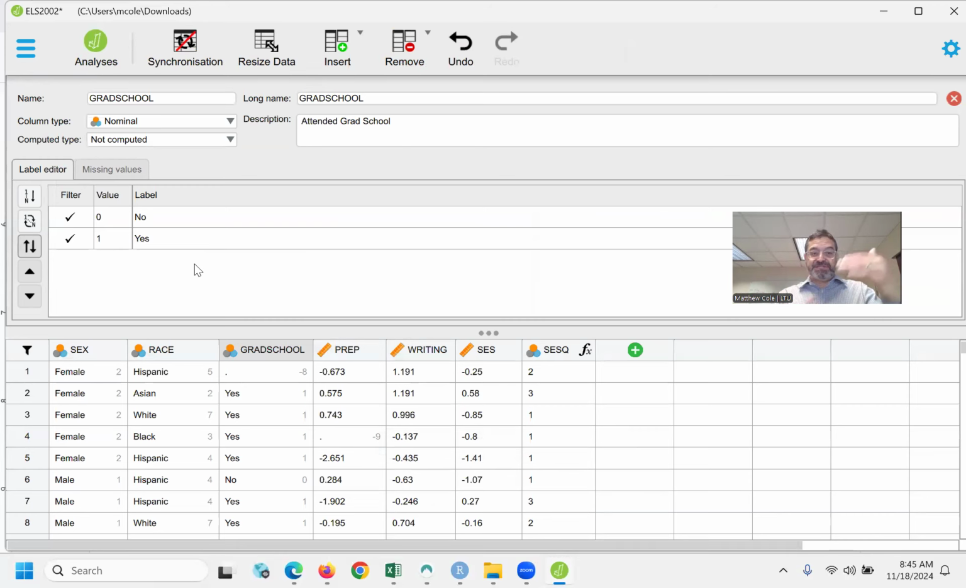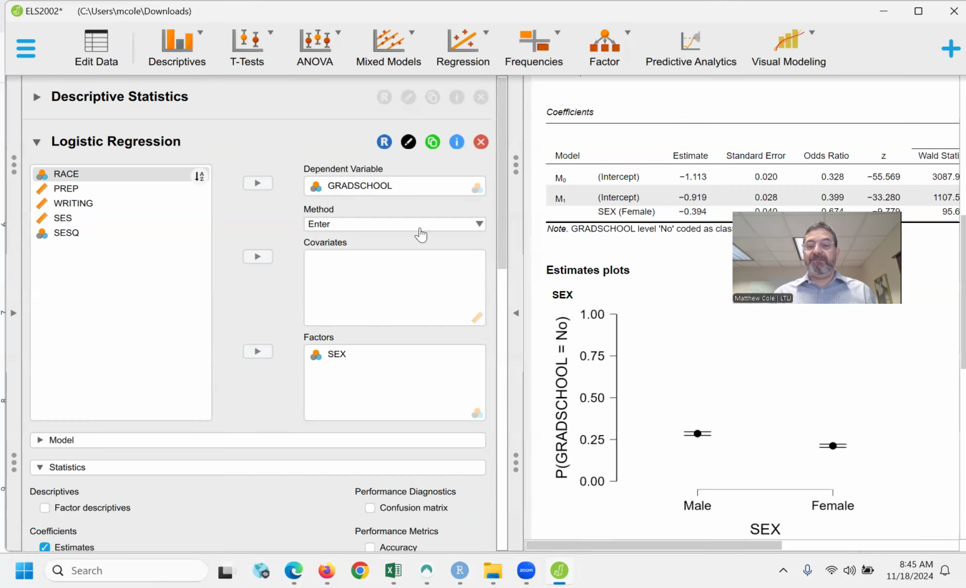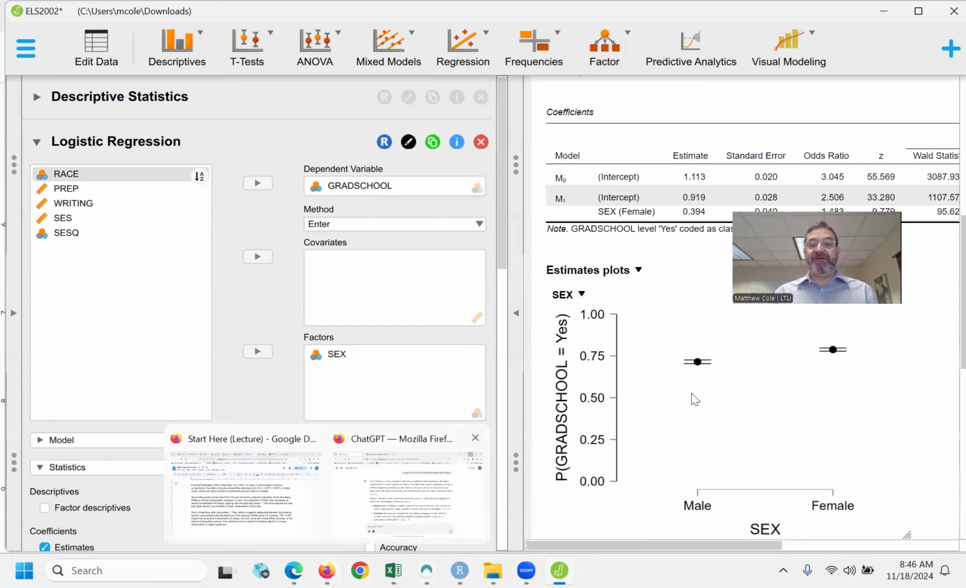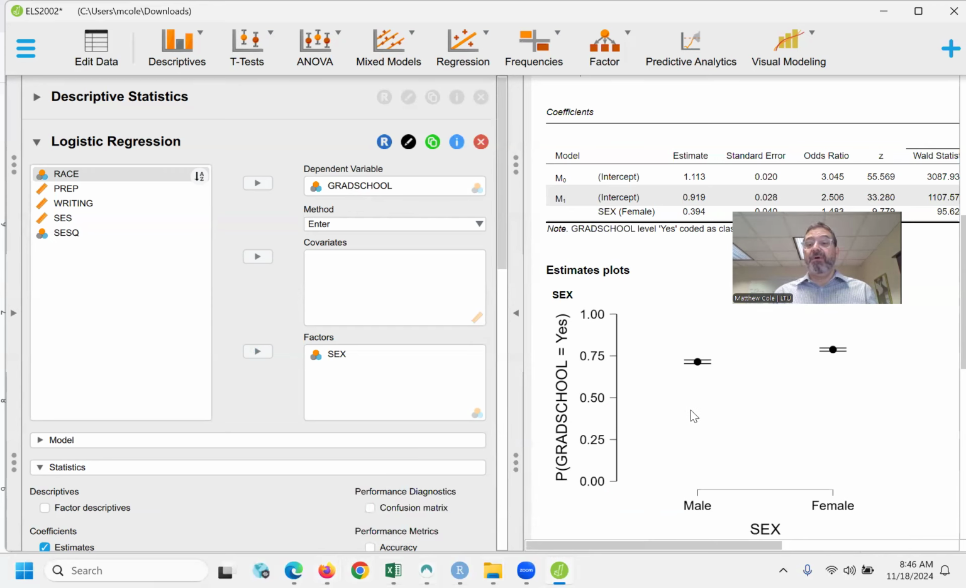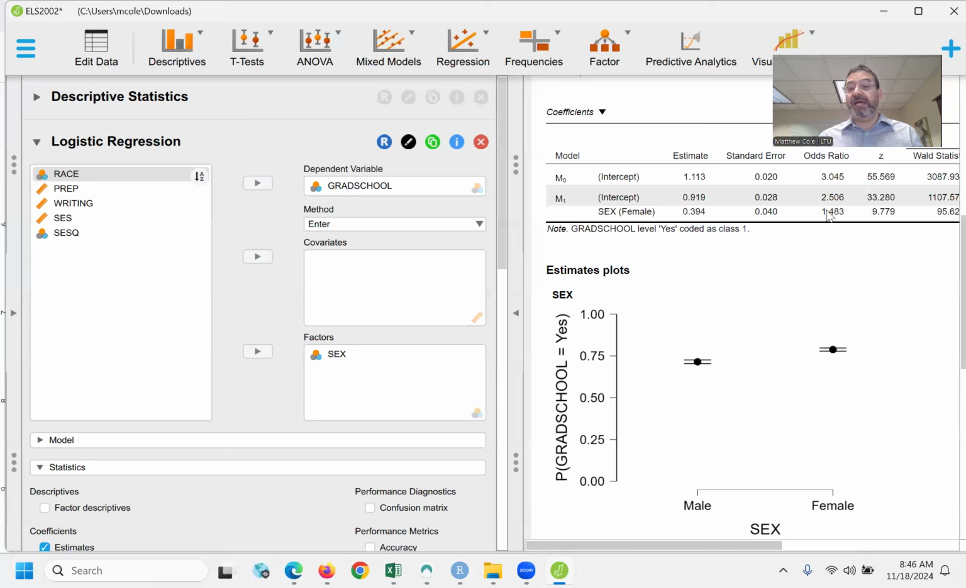So you see what I did? I just changed the levels for the reference, and you can manipulate that. And now we go back. Now we're more likely to attend graduate school if we are female than we are male. And in fact, how much more likely? We're 1.5 times more likely to attend graduate school if we are female than we are male. And in particular, females have an estimate of around 80% probability of attending graduate school. Males have about a 75% probability.